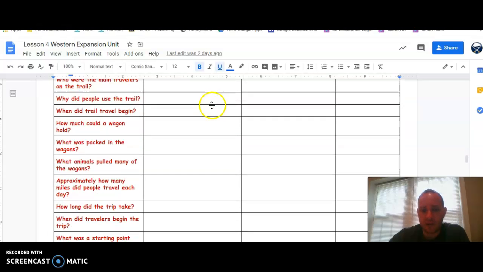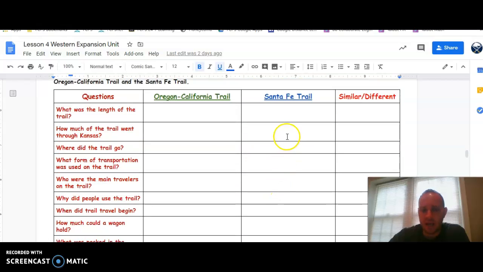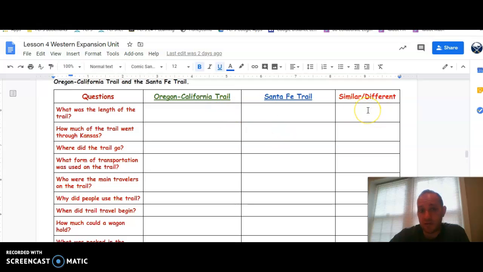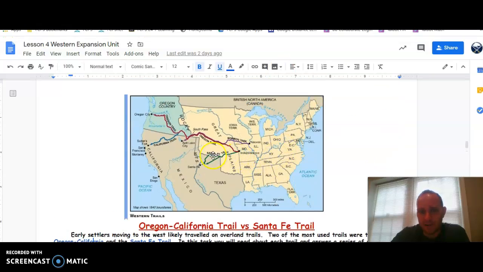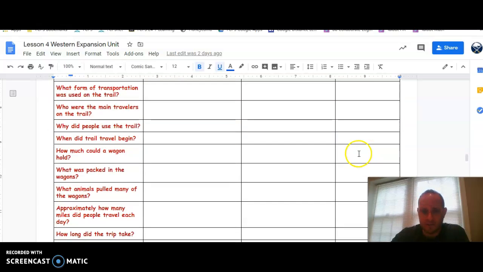When you're done with the Oregon Trail, the next one is the Santa Fe Trail. The reading is very similar. Take your time, use your nonfiction text reading skills, and when you're finished, you're going to be comparing the two. For the length of the trail, maybe you noticed just on the maps that the Santa Fe Trail is not as long as the Oregon-California Trail. That would be something that is different. They're very different in length. So you're going to evaluate your answers and then make a list of similarities and differences.